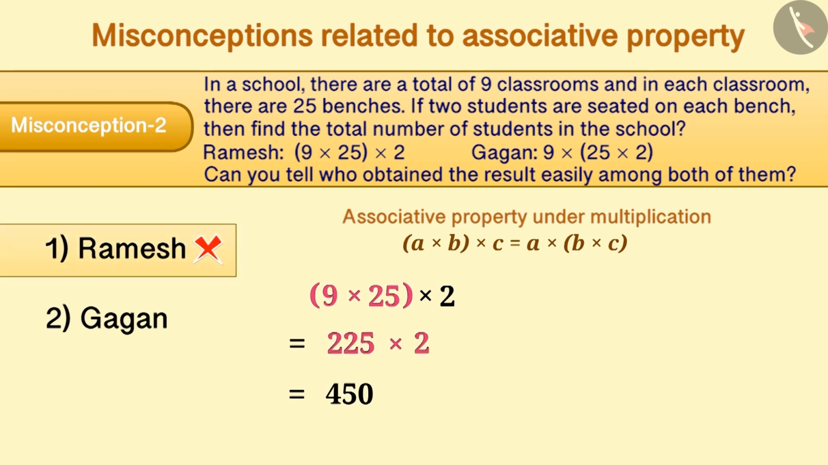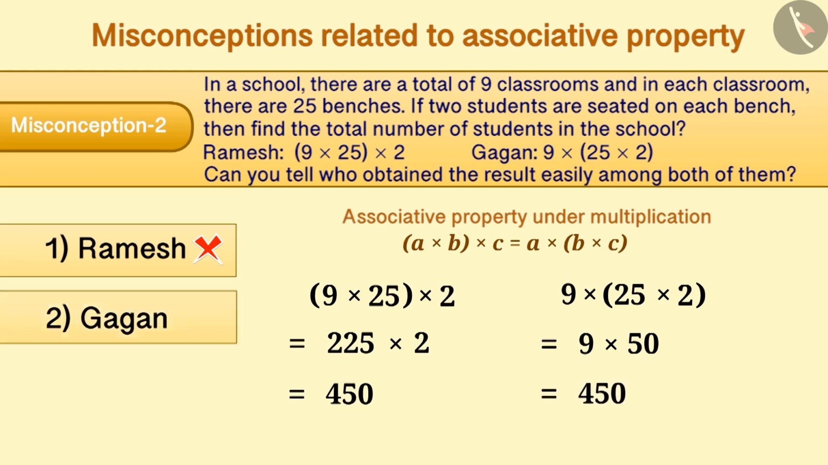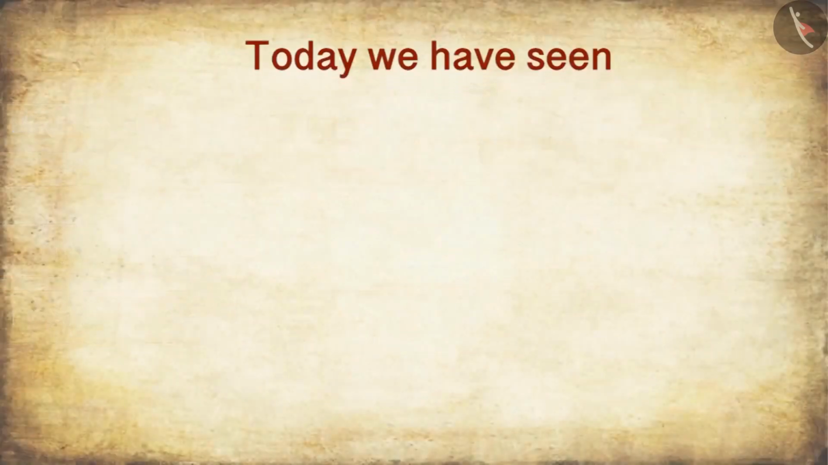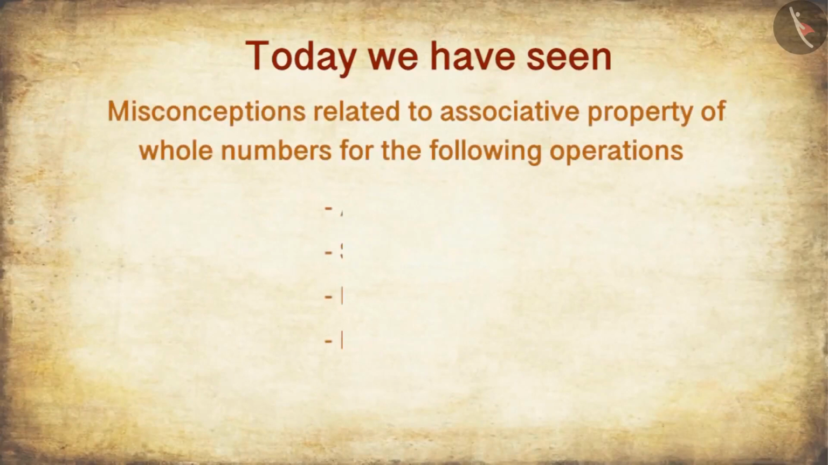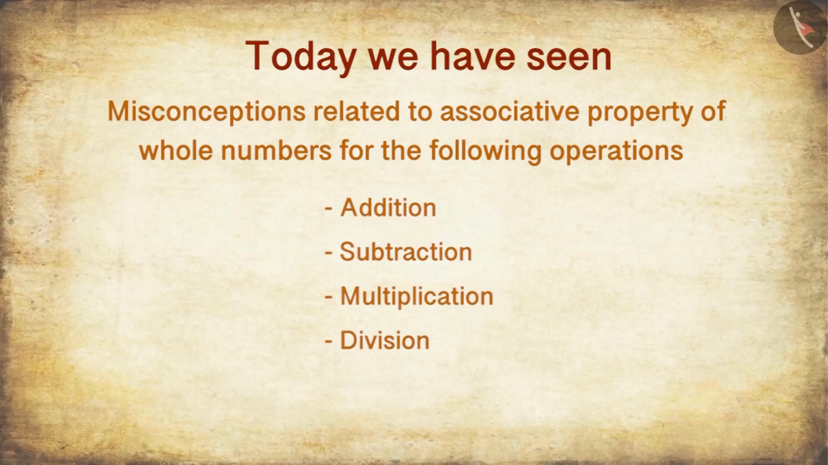But this can be solved very easily with the help of associative property of multiplication. This means one can find the product of 25 into 2 very easily. The result obtained will be 50. Then we will multiply 9 and 50, which gives the result 450 that can be easily obtained. Therefore, Gagan must have found the result easily and not Ramesh. Today, we have seen misconceptions related to associative property of whole numbers for the following operations.